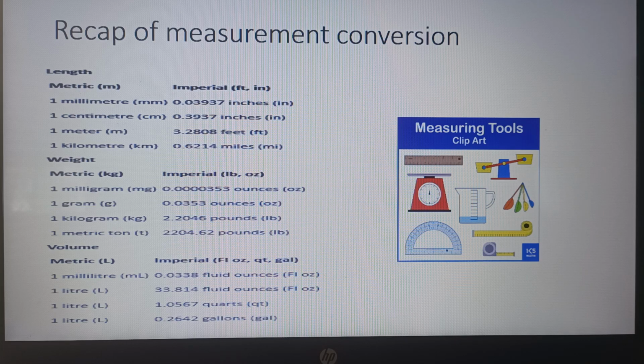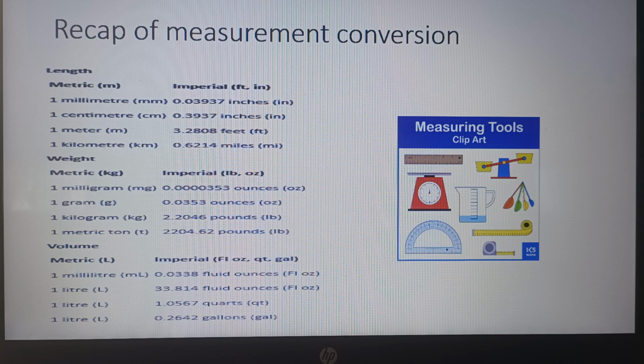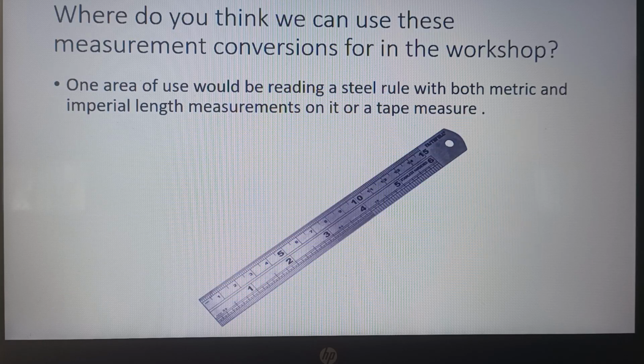Recap of measurement conversion. In length, we have metric, 1 millimeter, centimeter, meter, and kilometer. Imperial, we have inches, feet, yards, and miles. In weight, metric, we have milligrams, grams, kilograms, and 1 metric ton. Imperial, we have ounces, pounds, stones. And volume, we have in metric 1 milliliter, 1 liter. In imperial, we've got fluid ounces, quarts, pints, or gallons.